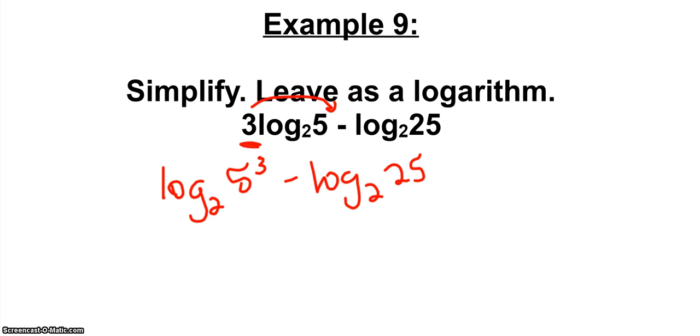Now if say there was a number right here in front of this one, if there's a number right there, then you would move that back also on top of the 25. But there's not, it's just a 1, so we don't have to do it. Alright, next thing, I'm subtracting. So if I'm subtracting, that means I'll divide. So I have log base 2 of 5 cubed divided by 25.